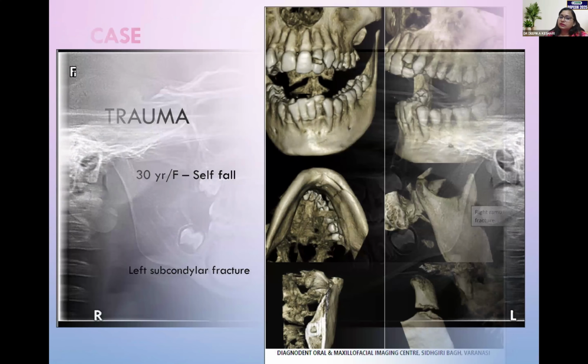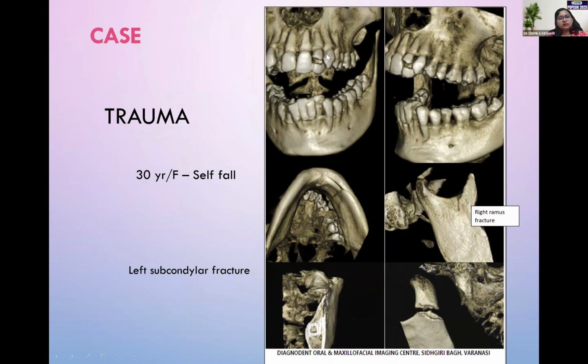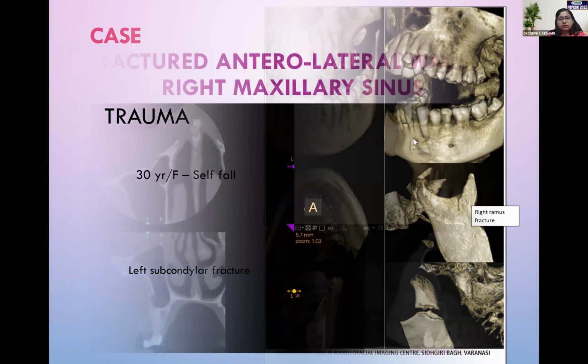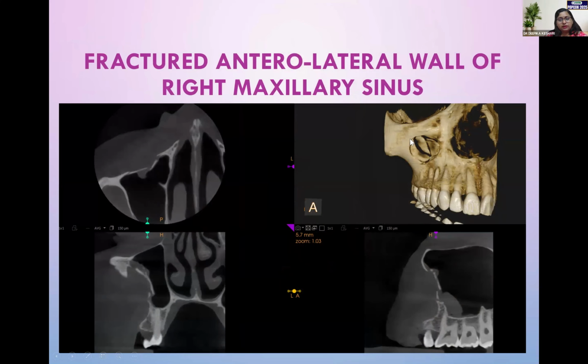CBCT is also helpful in cases of trauma. Here, this patient sustained multiple trauma, like multiple fractures. As you can see, the tooth is fractured over here. There is fracture of the mandibular lower border, also of the right ramus and a left subcondylar fracture. This is another case where this patient is having a defect in the right maxillary sinus region. We can see that the anterolateral wall of the right maxillary sinus is fractured and displaced inside.